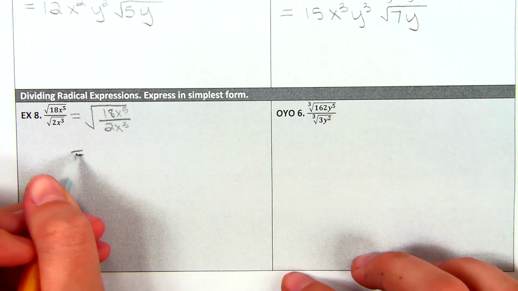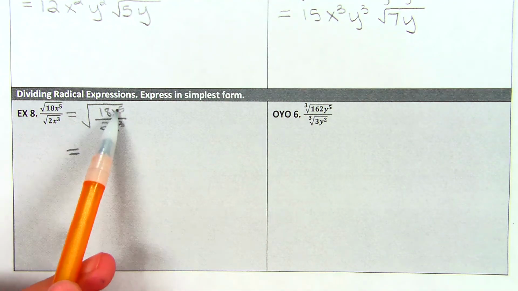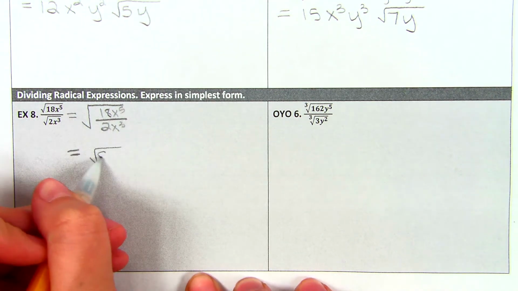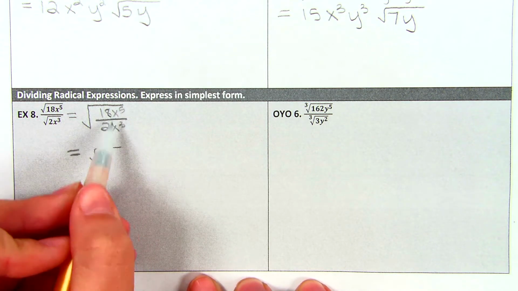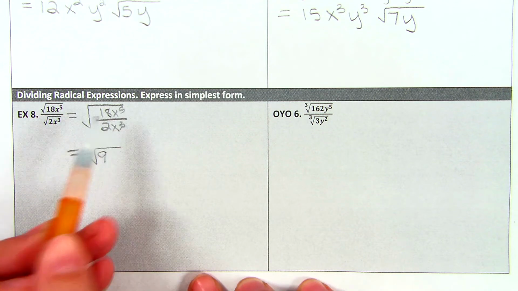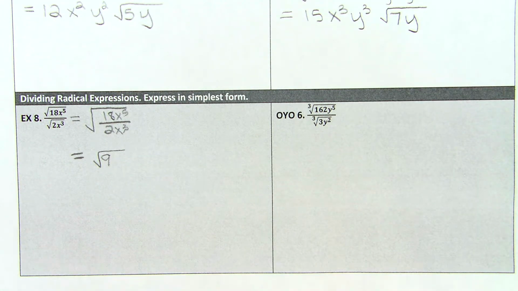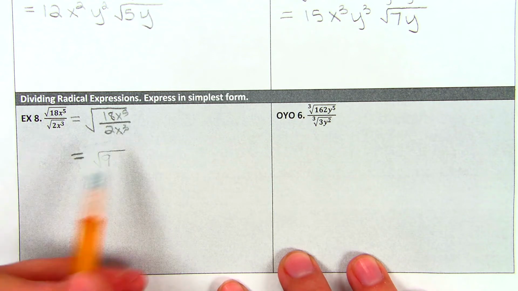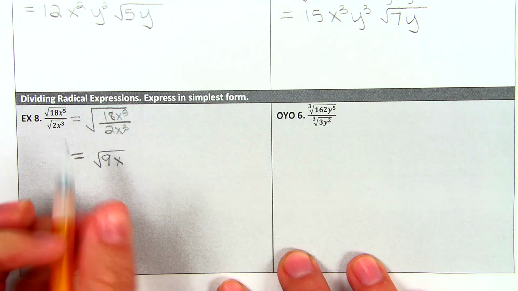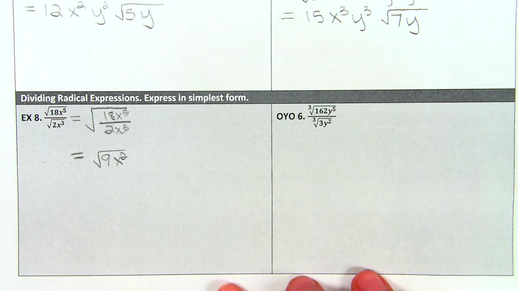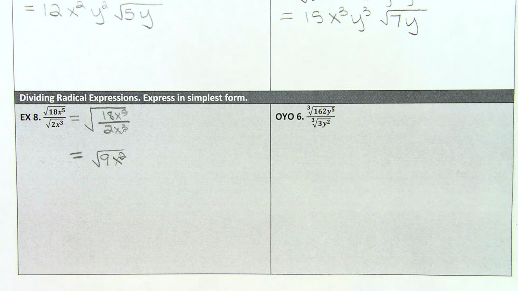Now we need to remember the rules of dividing variables with exponents. So 18 divided by 2, that means we have the square root of 9. X to the 5th divided by x cubed. That means we subtract their exponents. So when we multiply variables with exponents, we add their exponents. When we divide, we subtract their exponents. So we have x to the 5th divided by x cubed. That is x squared, because it's 5 minus 3. So we have the square root of 9x squared.